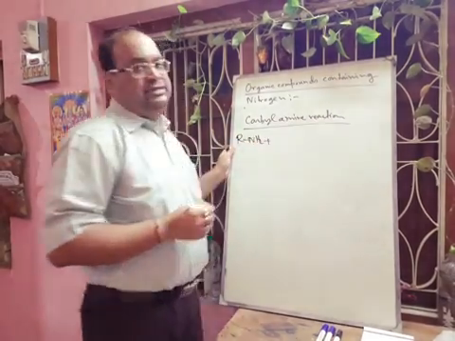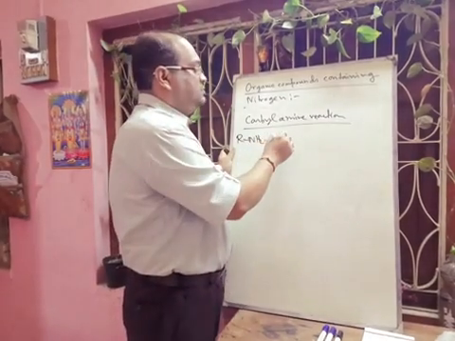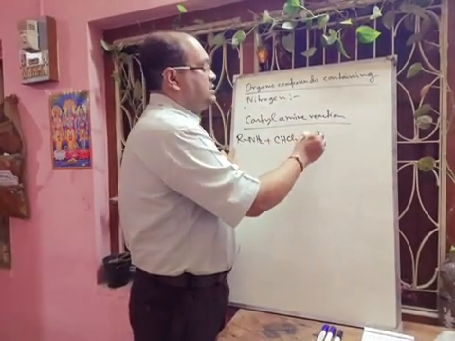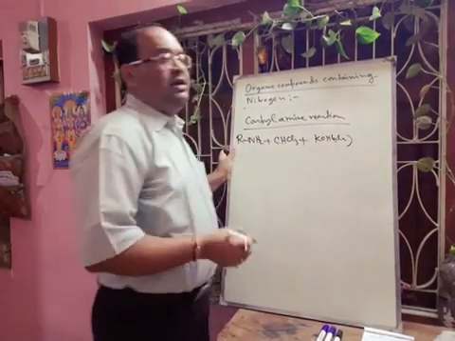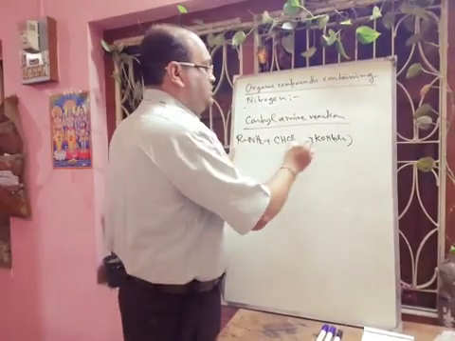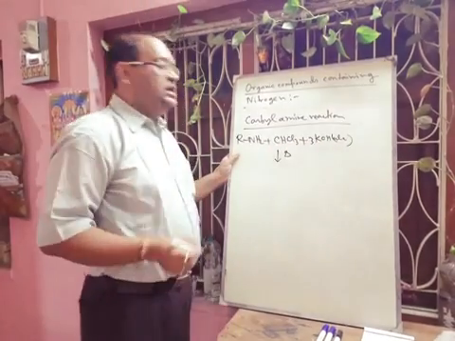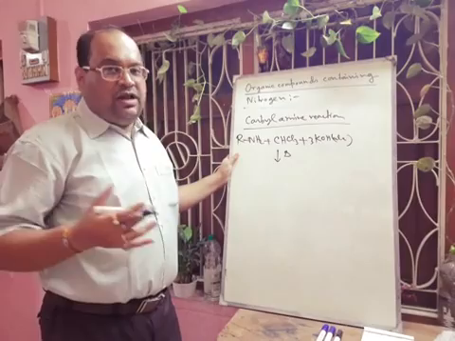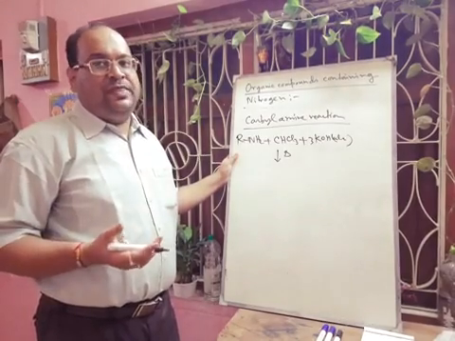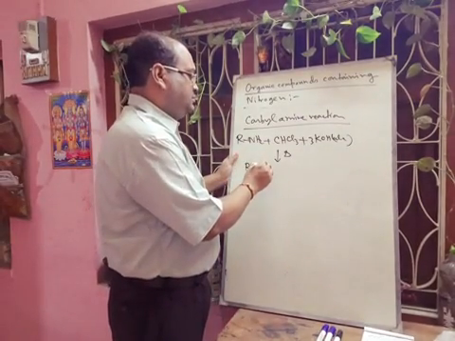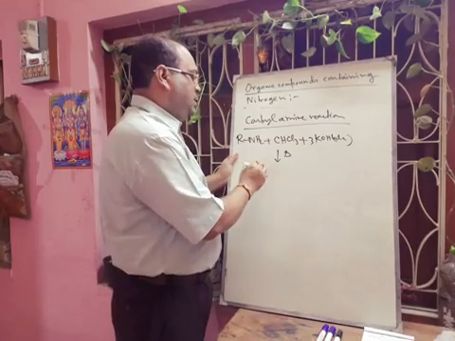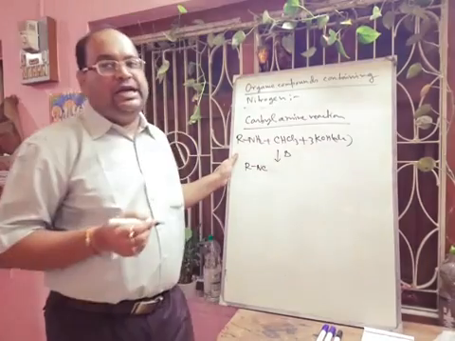Then we have to take chloroform plus alcoholic KOH. Alcoholic KOH is required. Then we have to apply heat. Then there will be formation of an obnoxious smell of alkyl isocyanate. The smell of this compound will indicate that there is primary amine.